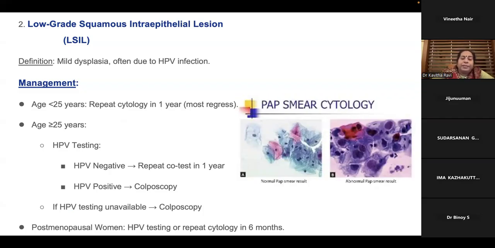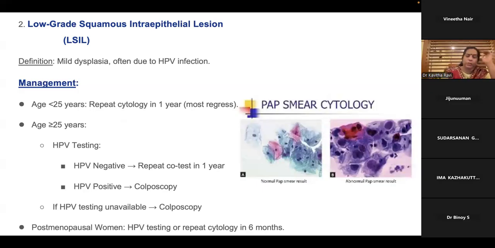If age is more than 25 years, again, go for HPV testing. If HPV is negative, repeat the co-test in 1 year. Co-test means pap smear plus HPV testing. So repeat the co-test in 1 year. If HPV is positive, then again, with LSIL, go for colposcopy. If HPV testing is unavailable, if it's just LSIL, you have to go for colposcopy. And that's about younger females.